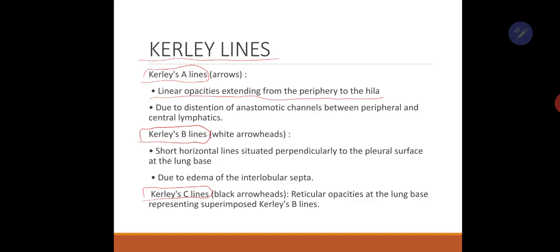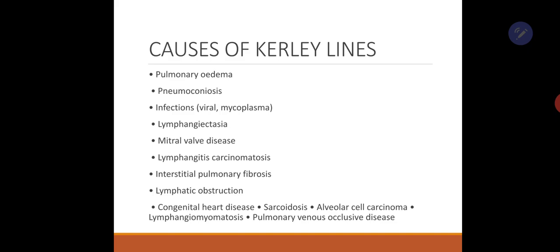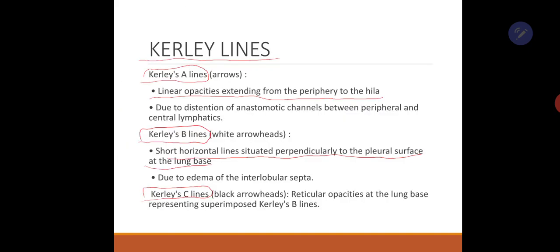Kerley's B lines are short horizontal lines situated perpendicularly to the pleural surface at the lung base, which are shown by white arrowheads. These are the Kerley B lines, short horizontal lines situated perpendicularly to the pleural surface at the lung base, due to edema of the interlobular septa.